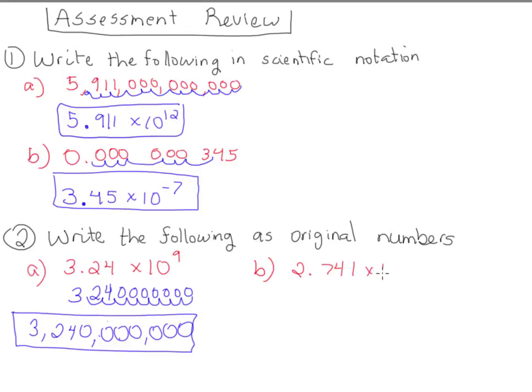Example B, let's take 2.741 times 10 to the negative 3rd degree. Because of the negative, I'll move the decimal forward 3 places. So that'd be 0.02741.